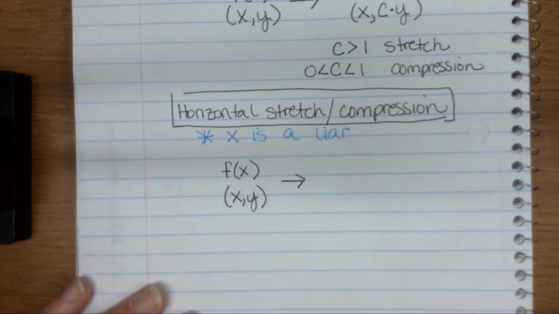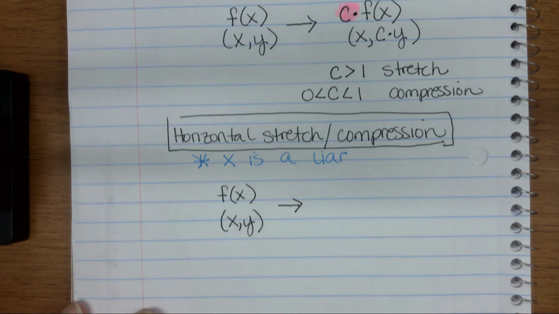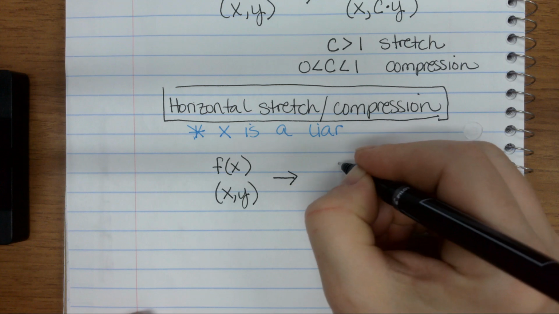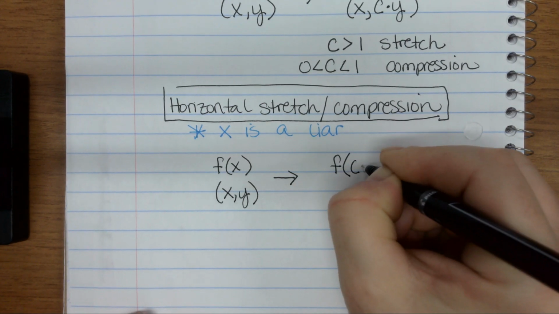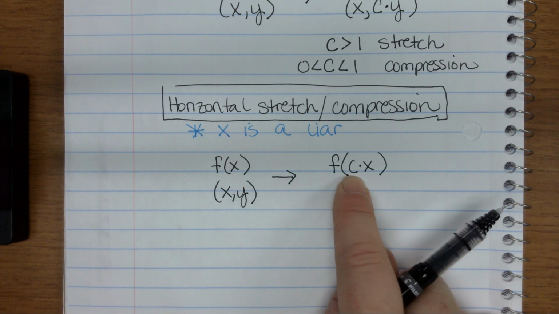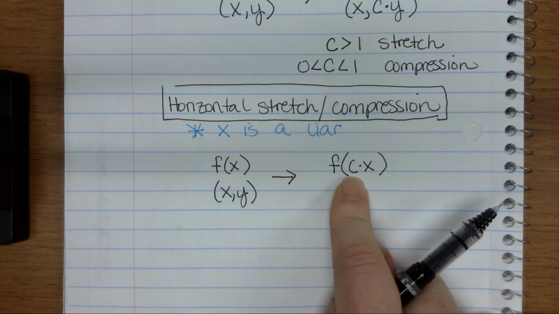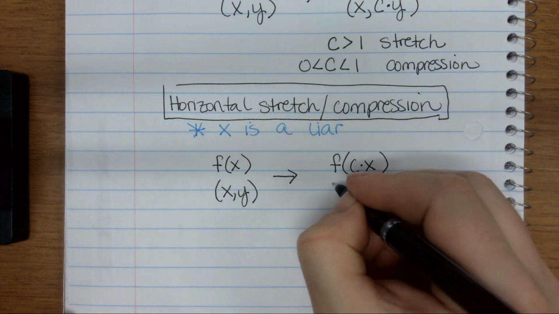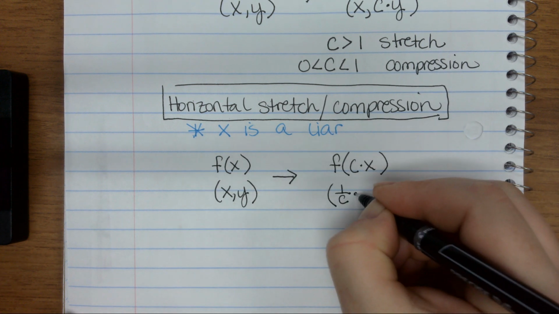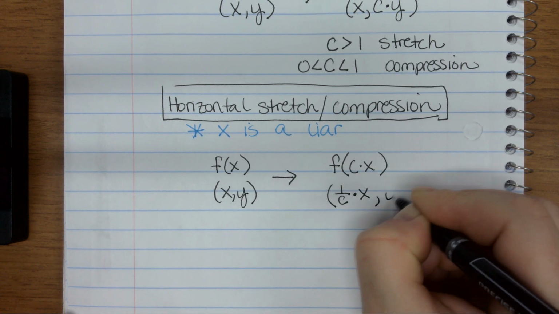So this time, you are going to see this value inside the function with x. So it's not going to be out in front, it's going to be something times x inside. And whatever this is, you're going to take the reciprocal. If you don't remember what the reciprocal is, I can refresh your memory when we're done writing this down. So you're going to then take the reciprocal of whatever this number is, and that's what you're going to multiply by your x coordinates. The y coordinates are going to stay the same.